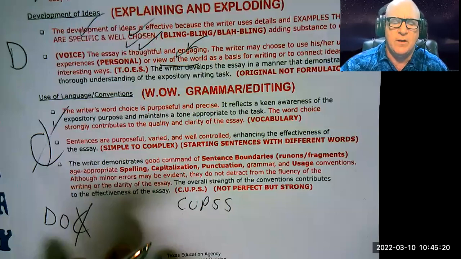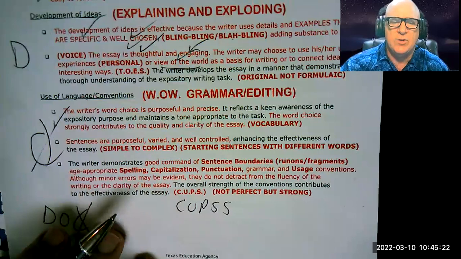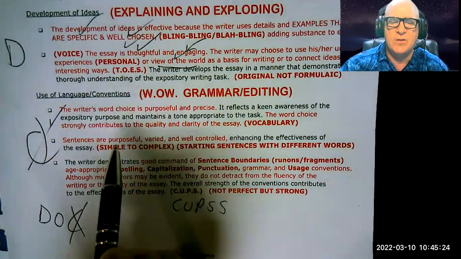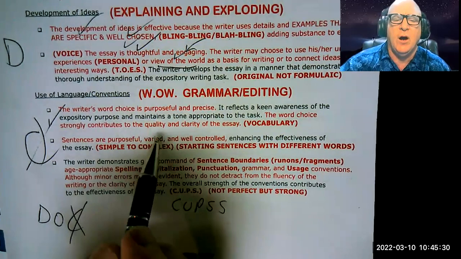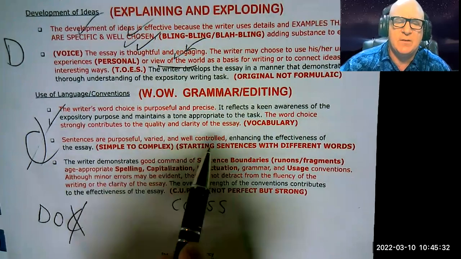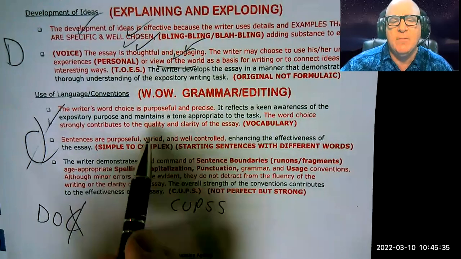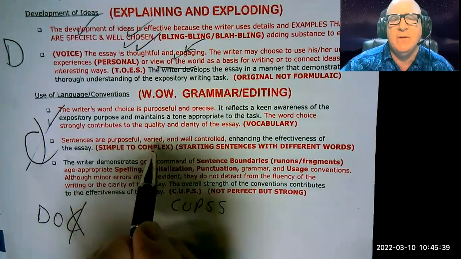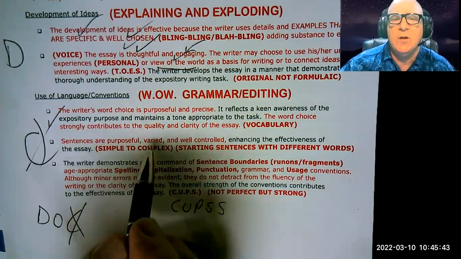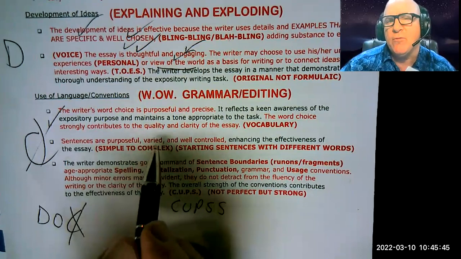Something else on the conventions is, are your sentences purposeful? Are they varied? What does varied mean? Well, are you starting sentences with different words? Are you having some sentences that are simple and some that are complex? Every sentence does not have to have 15 words just because you're 15 years old. Sometimes you can say more in 3 or 4 words than you can in 10 or 15.